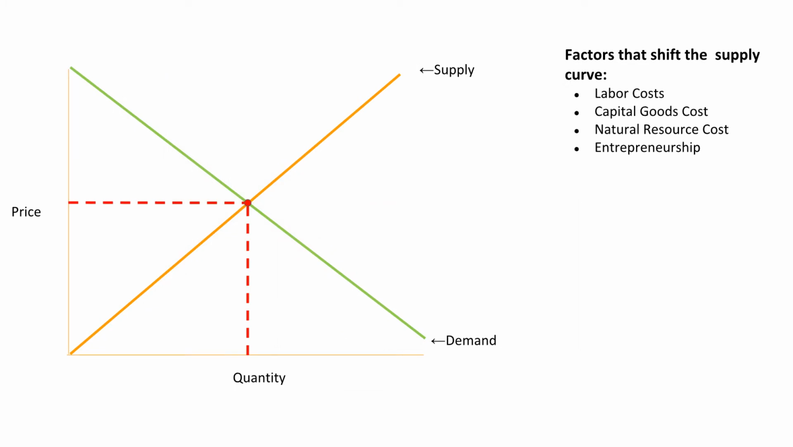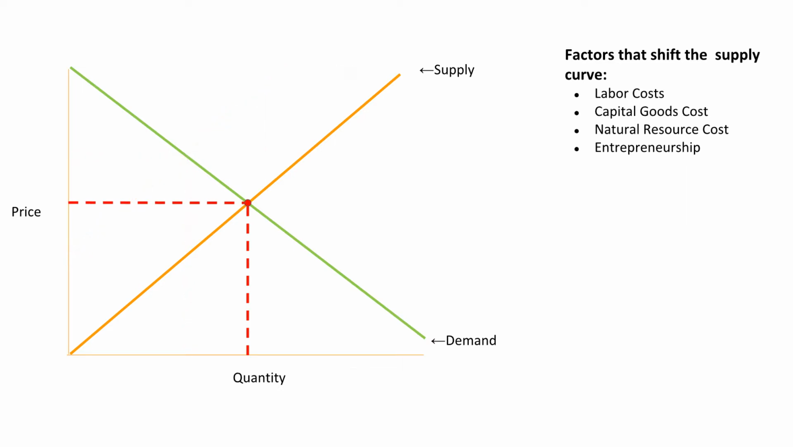Some of the things that can affect the supply curve are labor costs. How much does a company have to pay its employees to produce goods and services? How much capital goods, like the servers Steam uses to store its data, cost, natural resource costs, and entrepreneurship, or innovation. If one of these costs increase, it will cause the entire supply curve to shift to the left. This will cause the equilibrium price to increase and the quantity demanded to decrease.